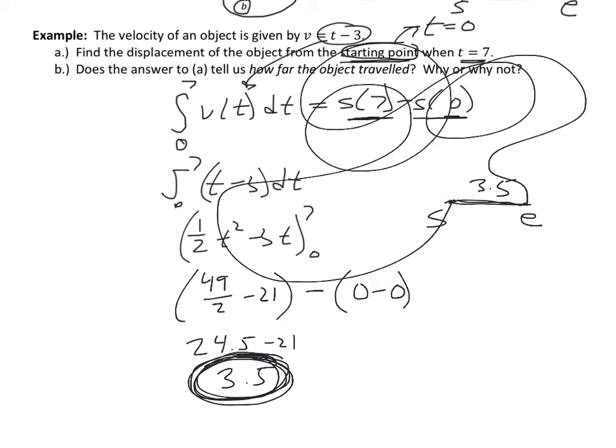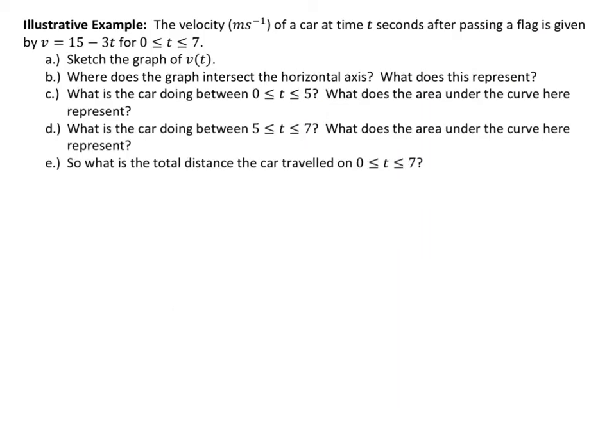3.5 is only telling me how far apart the start and end are. It doesn't tell me anything about how far the thing traveled. And so being able to find that is the next thing, the last thing that we're going to look at and talk about in this lesson today. So to help us wrap our brains more around this, I want to look at what I hope is going to be a fairly simple illustrative example.